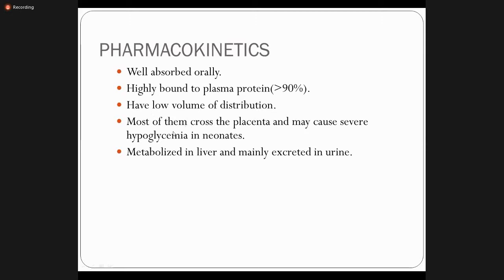They have a low volume of distribution. Most of them cross the placenta and may cause severe hypoglycemia in neonates. Metabolized in the liver and mainly excreted in urine. That means if renal function or liver function is not normal, it is better to use another group of oral anti-diabetic drugs. But if we think this group would be more effective than any other group, then we have to continuously monitor the status of the liver and kidneys.